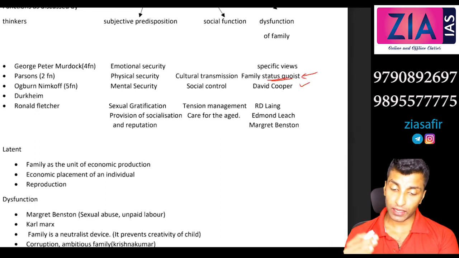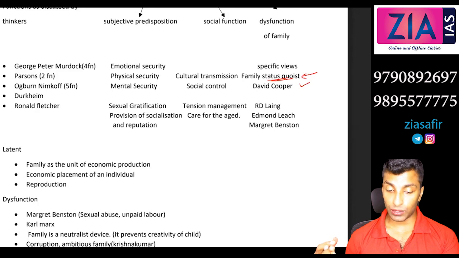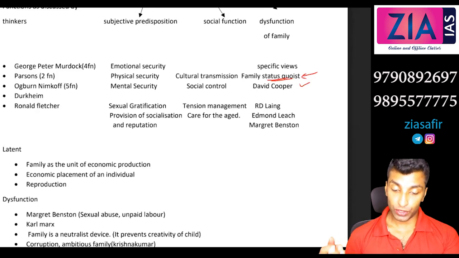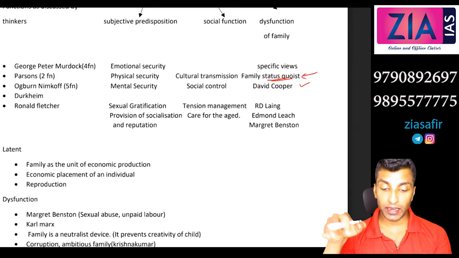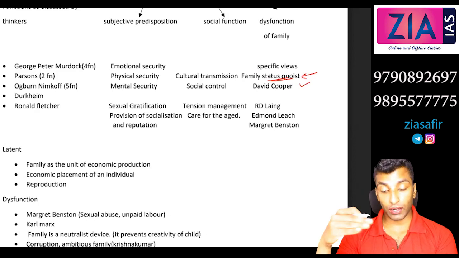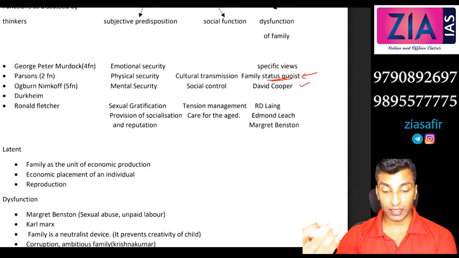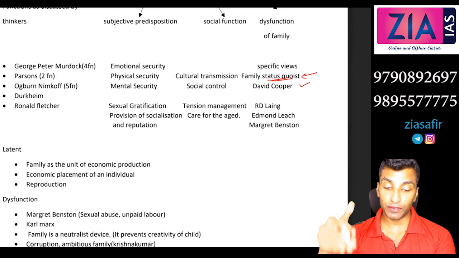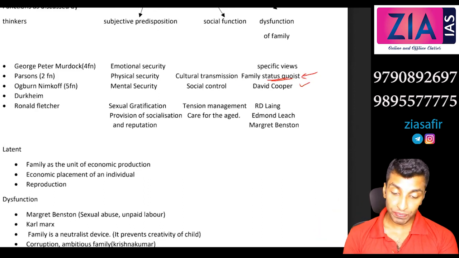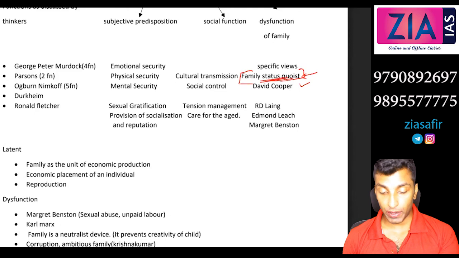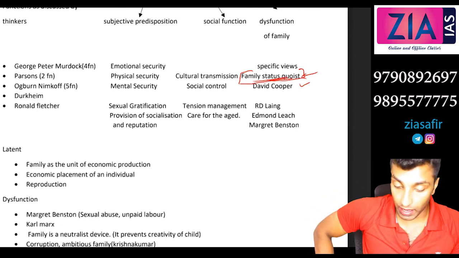Family is suppressing the emotions of the individual. Family is the agent of the capitalist who is controlling the revolution. So family is actually helping in maintaining emotions, and the development of consciousness, etc., is actually prevented by the family. So family is a status quoist, or family promotes the status quo, according to Marx.